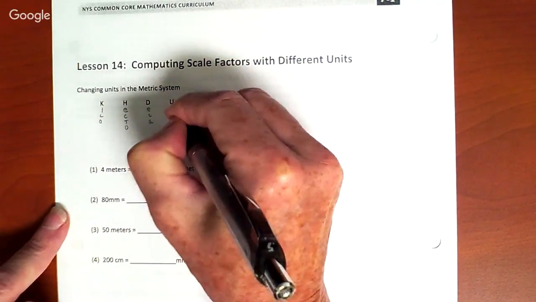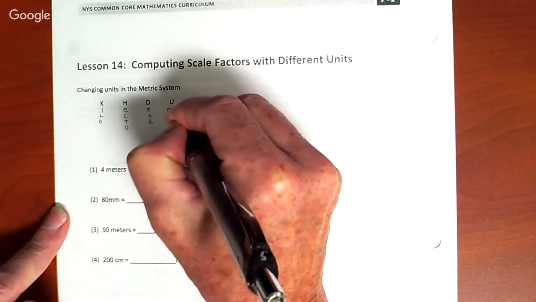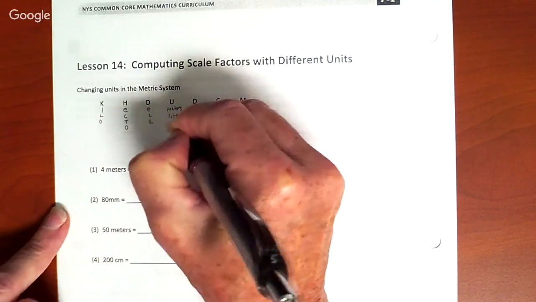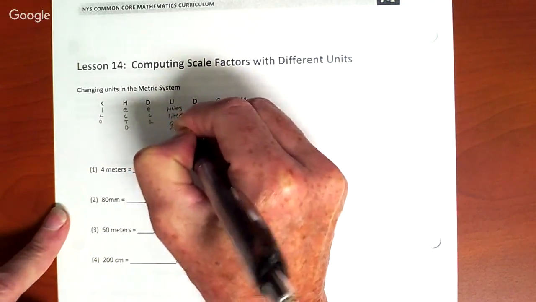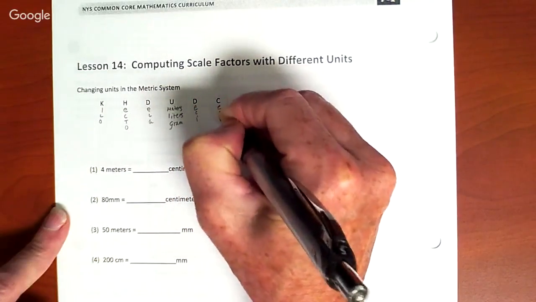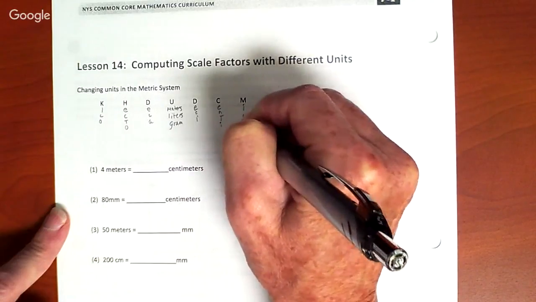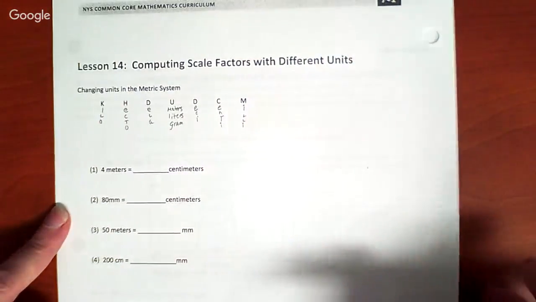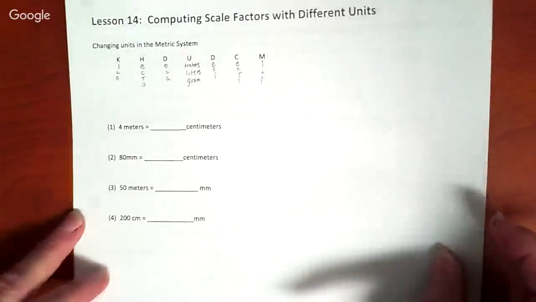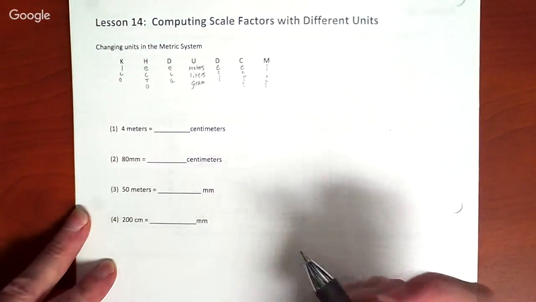Units are metric or meters, liters, grams, deci, centi, and milli. Okay. Now, to change our units, all you have to do is count.